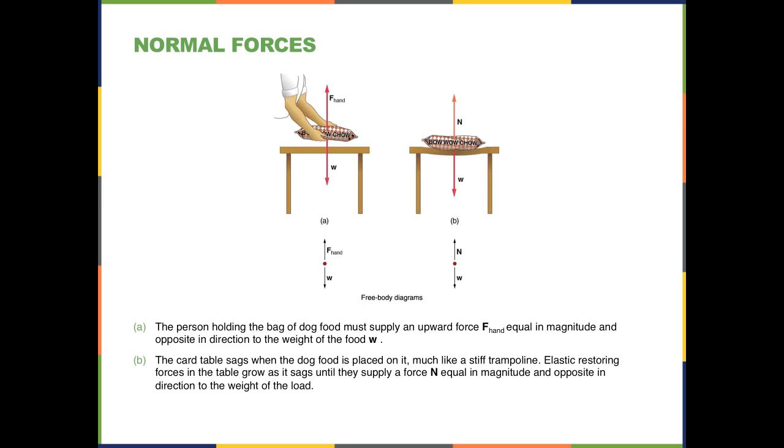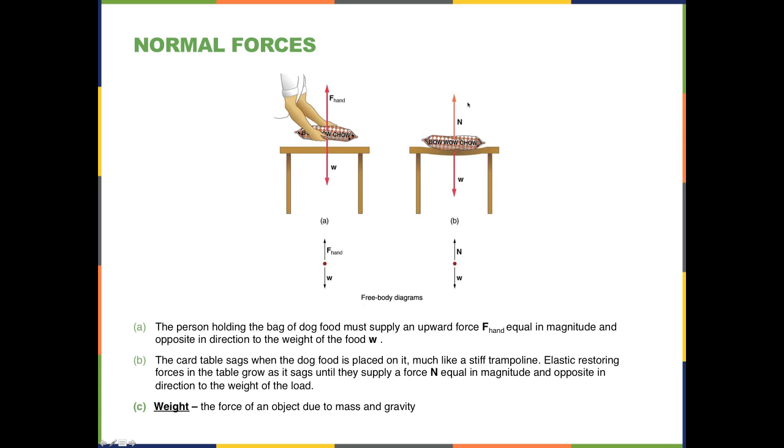Here on the left in diagram A, we have a person holding a bag of dog chow, and the force of the hand on the bag holding it up is equal and opposite to the weight of the bag of dog chow. So F hand is equal to W.